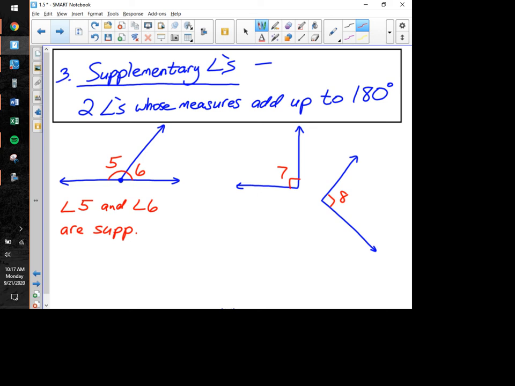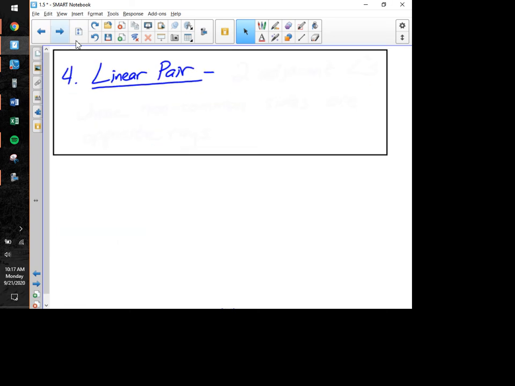90 plus 90 adds up to 180, so we could now say that angle 7 and angle 8 are supplementary angles as well. Okay, so they can be adjacent like 5 and 6. They don't have to be adjacent like 7 and 8. All right, so that is supplementary angles.